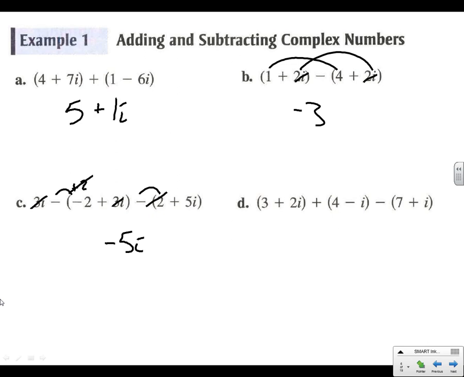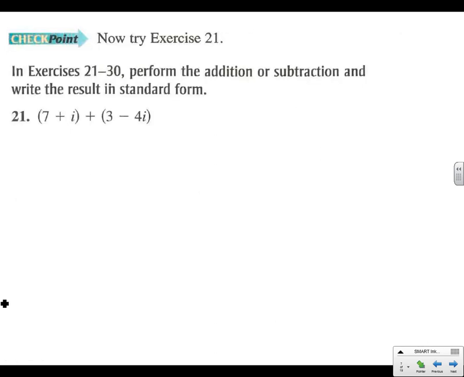We've got -5i, pure imaginary on that one. Here we've got 3 plus 4 minus 7, so that's going to be 0. Here in the imaginaries we've got 2i minus i, and so that goes away also. 0 is what you're left with. All right, so see if you can do that for 21. Just do one of them here.